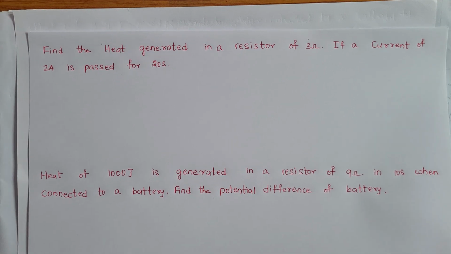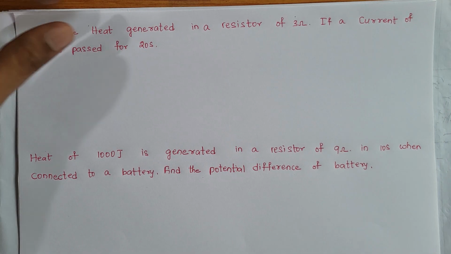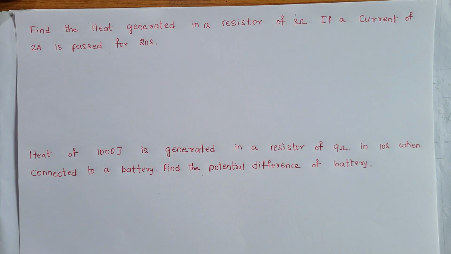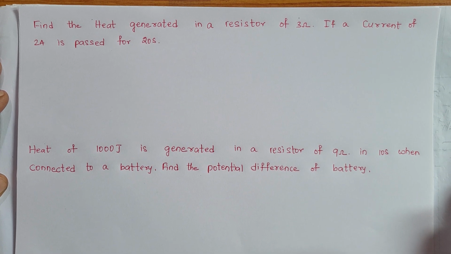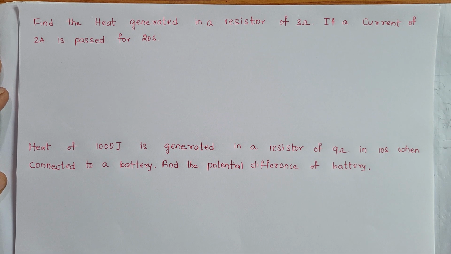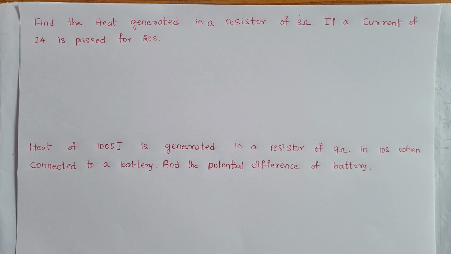First question. Find the heat generated in a resistor of 3 ohms if a current of 2 ampere is passed for 20 seconds. Remember that the time here should always be in seconds only. Time should be in hours while solving problems on electrical energy calculation, electrical bill calculation, but here time will be in seconds only.